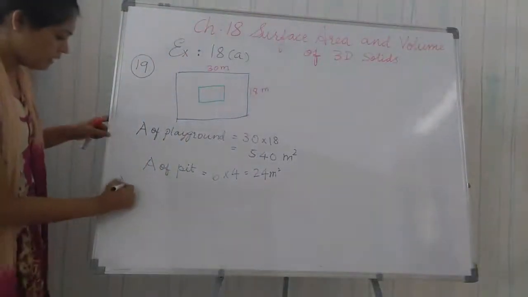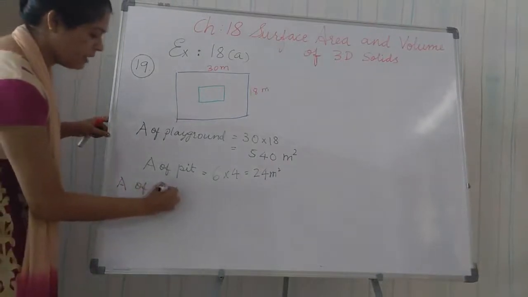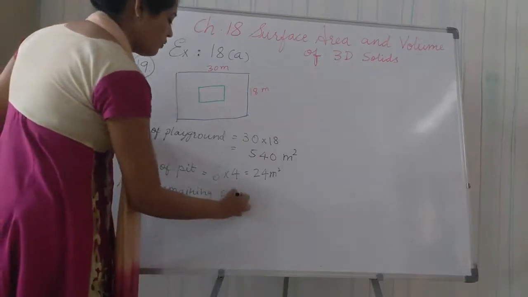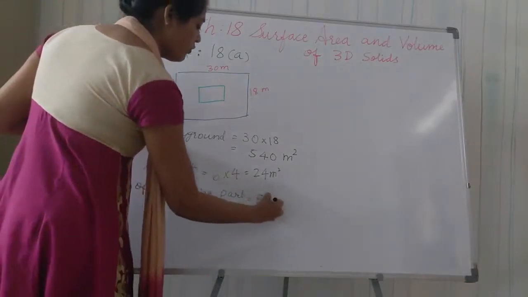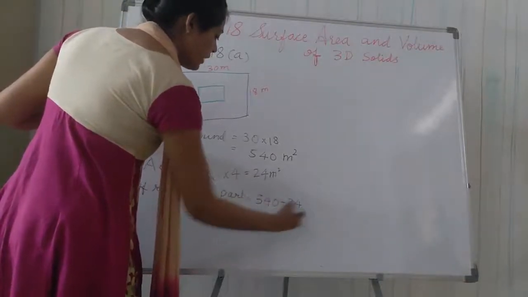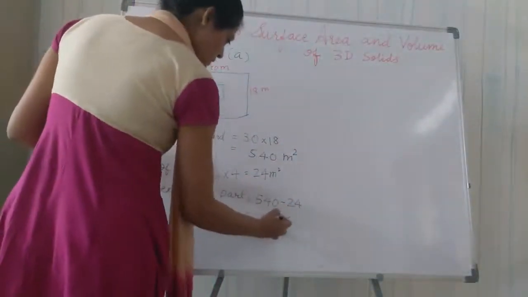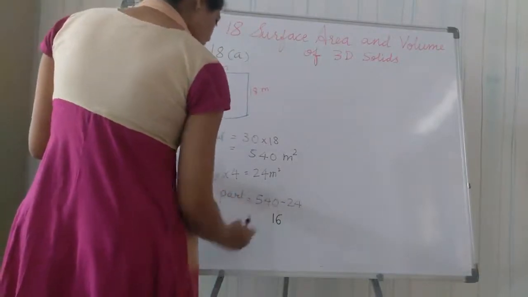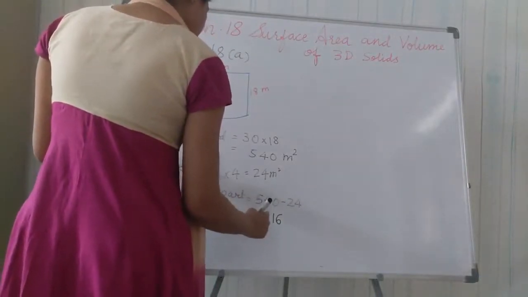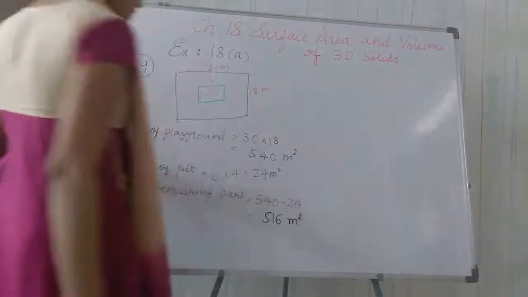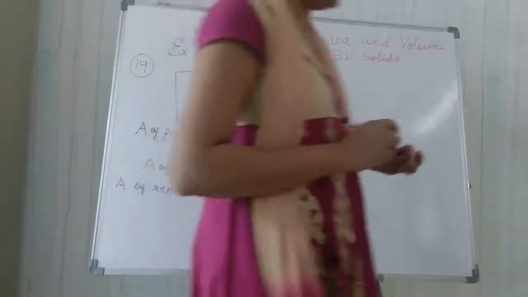Now I write here area of remaining part. So I am writing area of remaining part is equal to, what we can do here, 540 minus 24, right? So now subtracting this, what answer we get, I am writing here. This is 516 meters square. This is the value we found of area of remaining part.